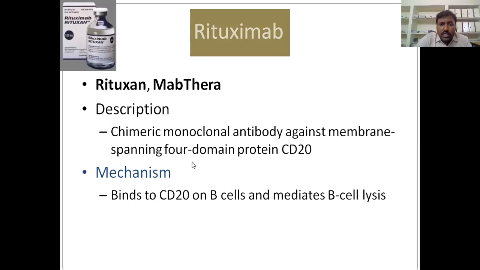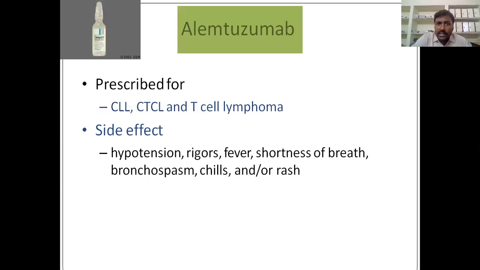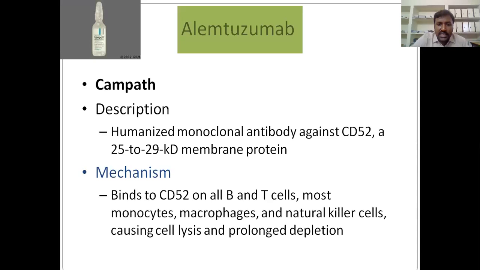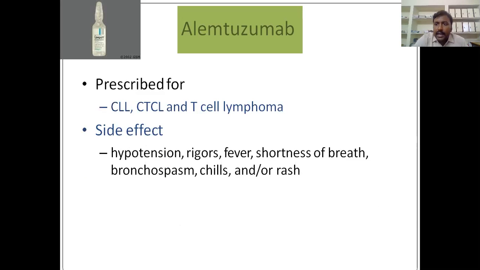Rituximab is also a monoclonal antibody against the membrane spanning four domain protein. It binds to CD20 on B cells and mediates B cell lysis. So this antibody causes B cell lysis. And the last one, alemtuzumab, causes lysis of both T cells and B cells. It binds to CD52, a protein present on all B and T cells. When it is bound, lysis happens.